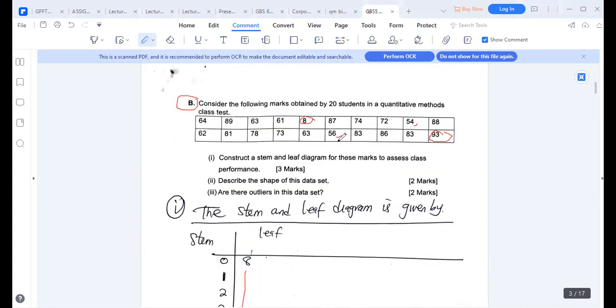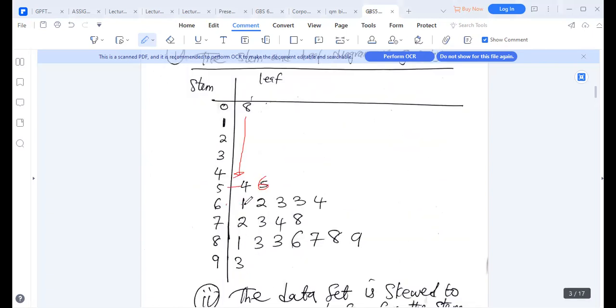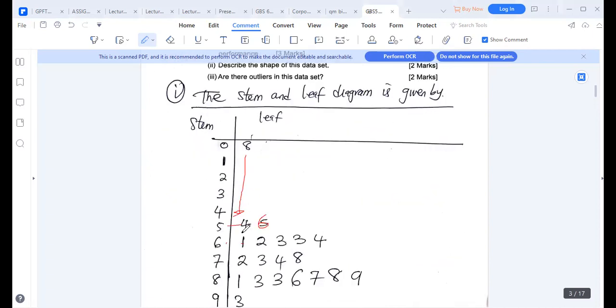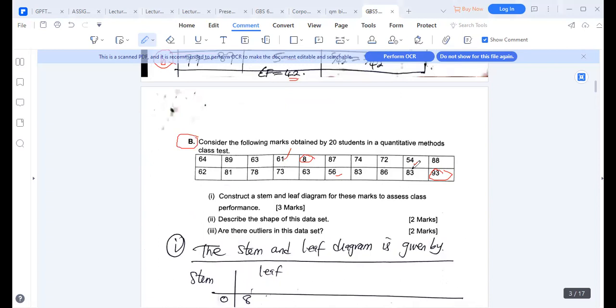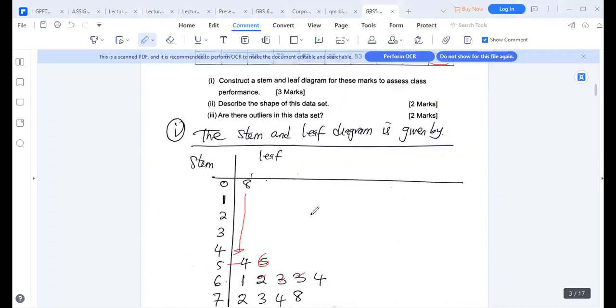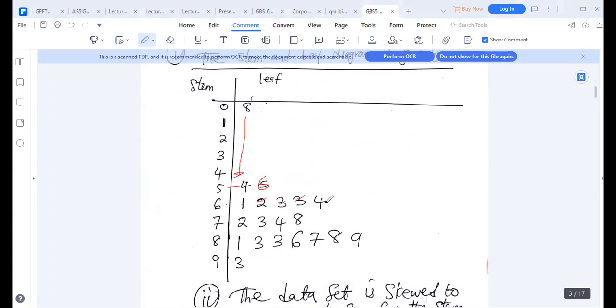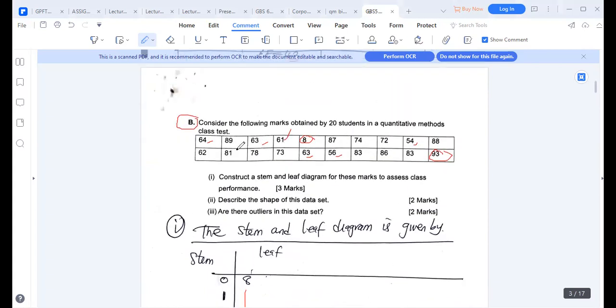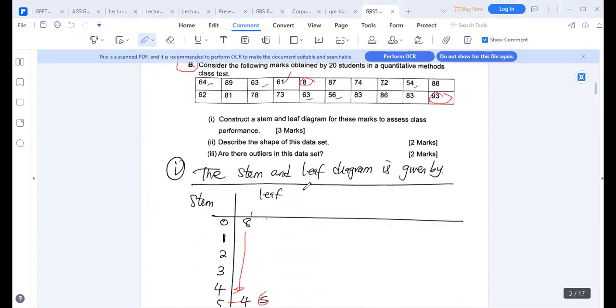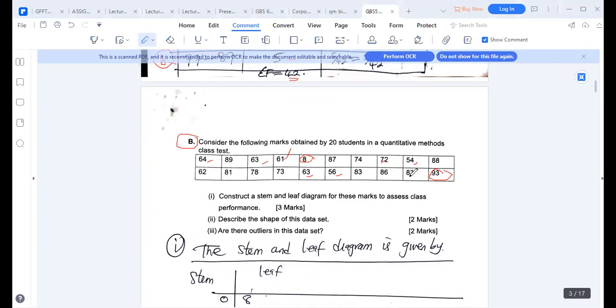So 61 is this one. Then we have 62, which is 6 and 2. Then we have 63. There are two of them, 63 and 63. Then we have the other one, 64, which is here. Then we have the other one, which is 72. 72 is here.